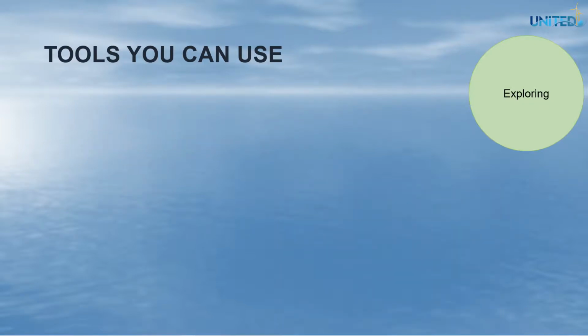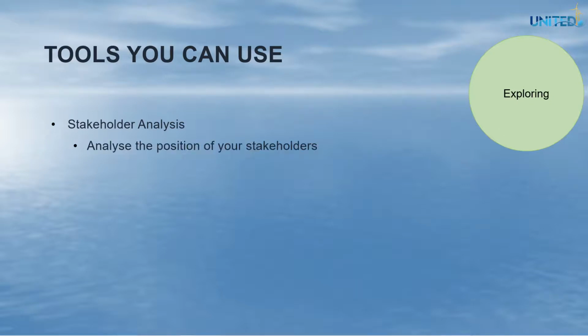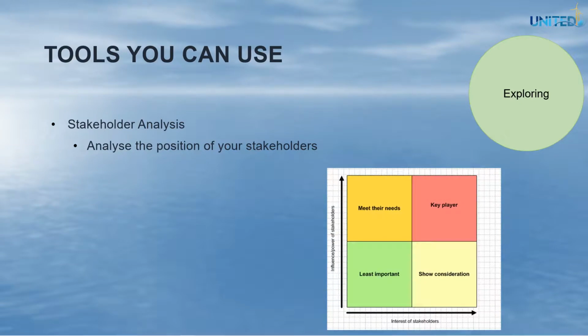Then, when you have your list of stakeholders, you can do a stakeholder analysis, which is an analysis of the position of your stakeholders. We analyze the stakeholders by looking at their interest and their influence. At the bottom of this picture, you can find the interests of stakeholders, so low interest or high interest, and on the left-hand side, you find the influence of the stakeholder, being high or low. A stakeholder with a low interest in your project and low influence is the least important group of stakeholders.